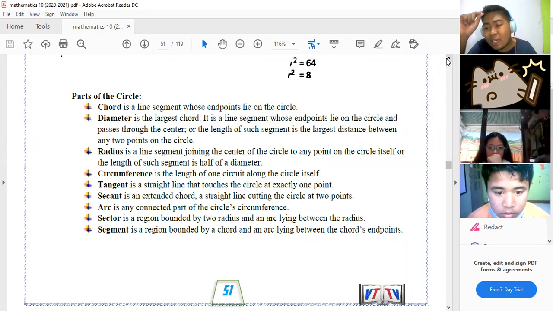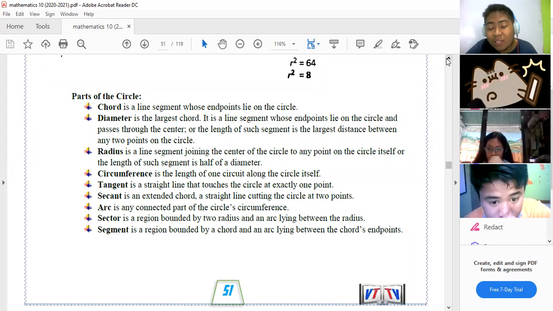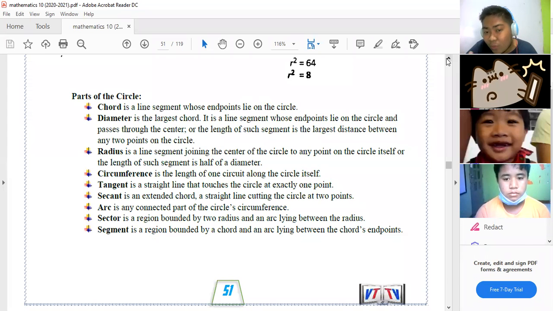So meron tayong tinatawag na largest chord. So it is your diameter. It is a line segment whose endpoints lie on the circle and passing through the center. So dumadaan sa gitna. So ang kalahati ng diameter naman ay tinatawag natin na radius. It is a line segment joining the center of the circle to any point on the circle itself, or the length of such segment is half of the diameter. So yung kabuuan naman na length ng one circuit is your circumference.